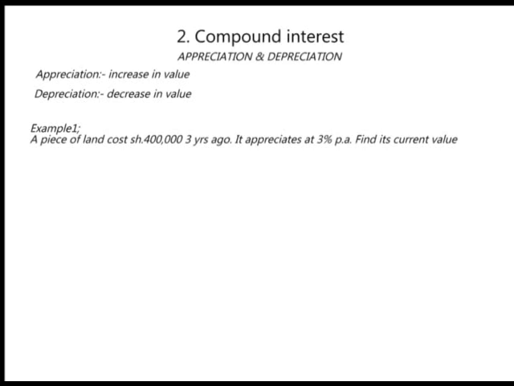In the solution, we use compound interest formula. And so we shall have amount is equal to P into 1 plus R over 100 raised to power N. 400,000 into 1 plus 3 over 100 raised to power 3. That will be 400,000 times 1.0927, which gives us 437,080 shillings.